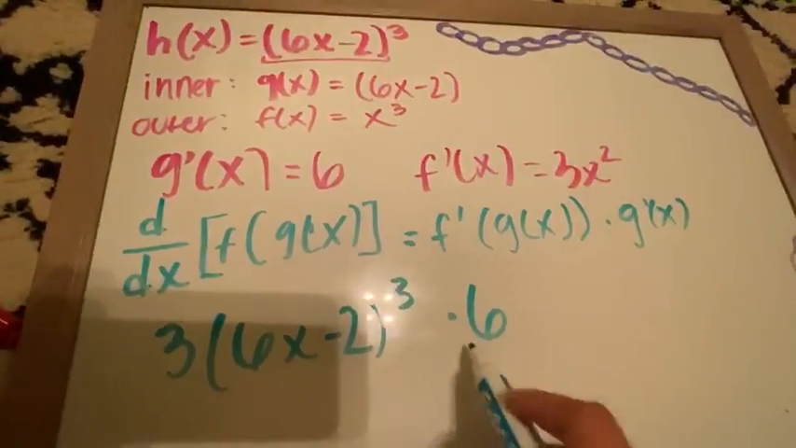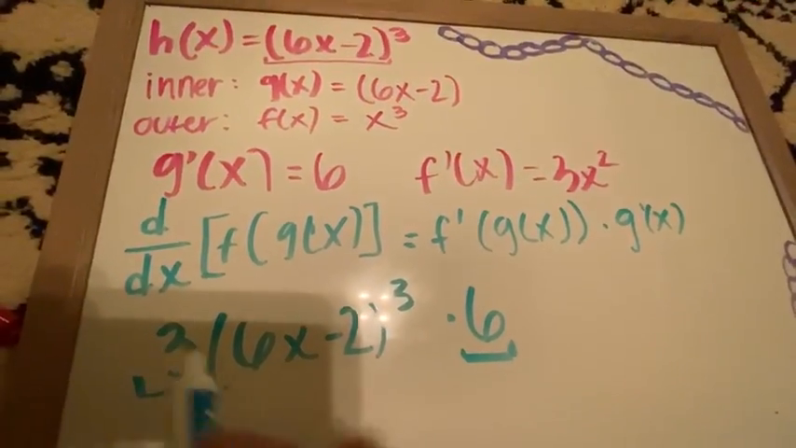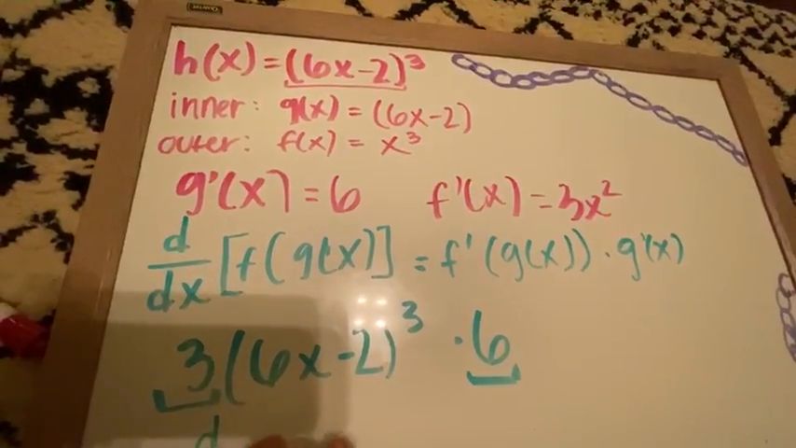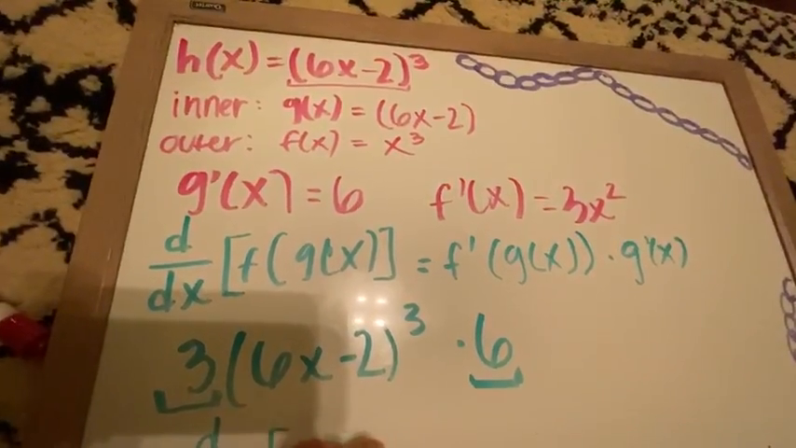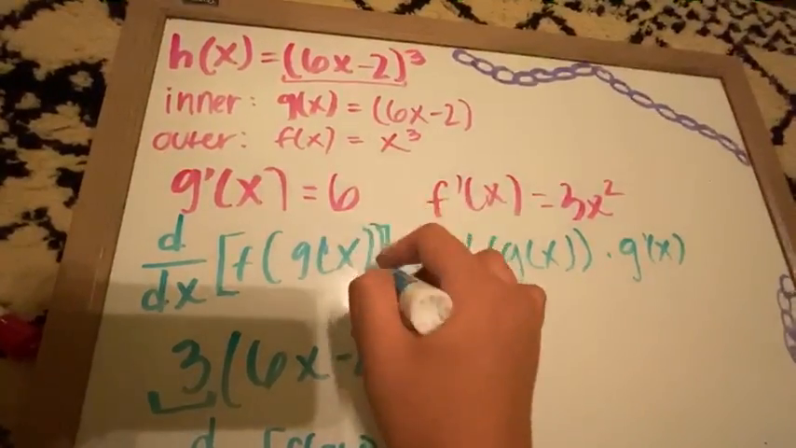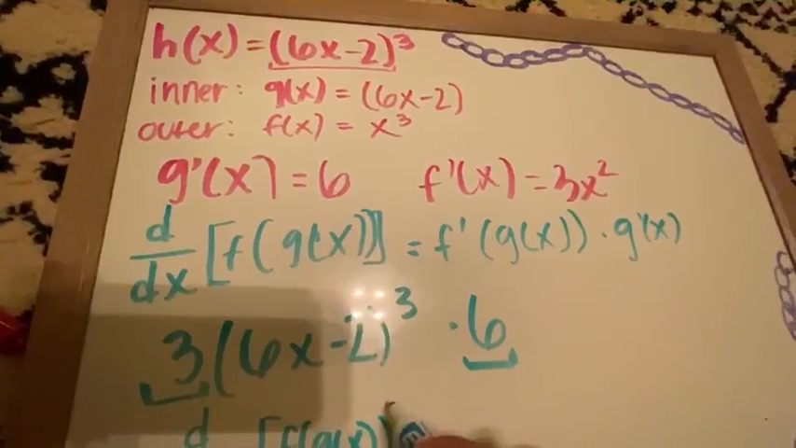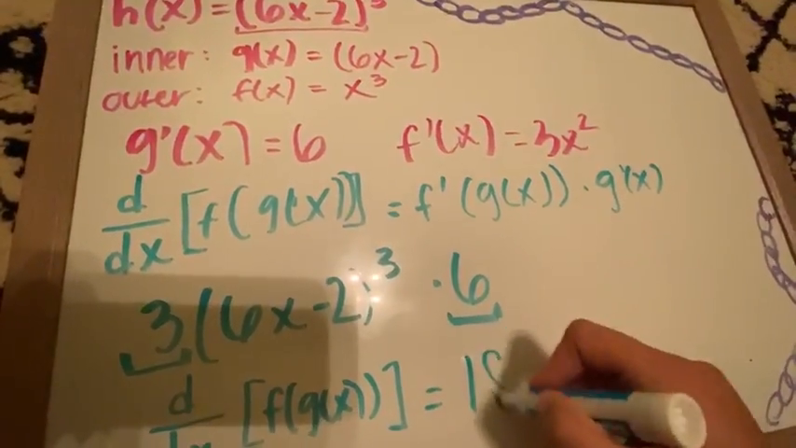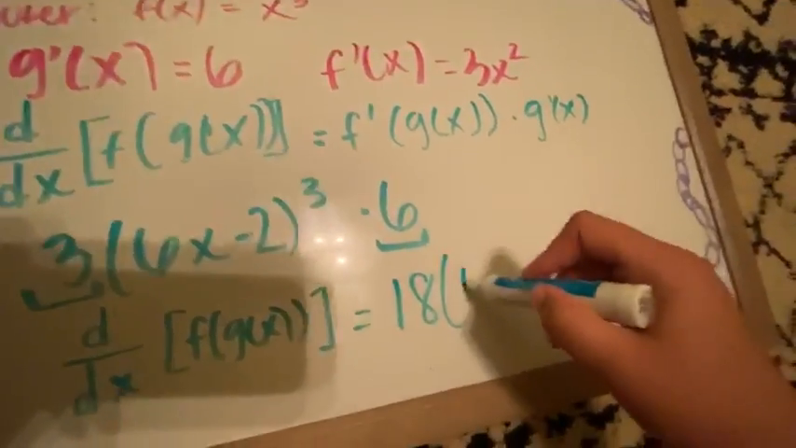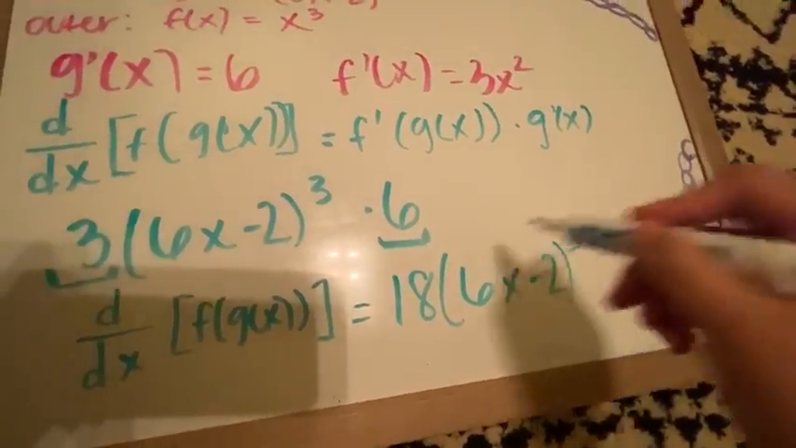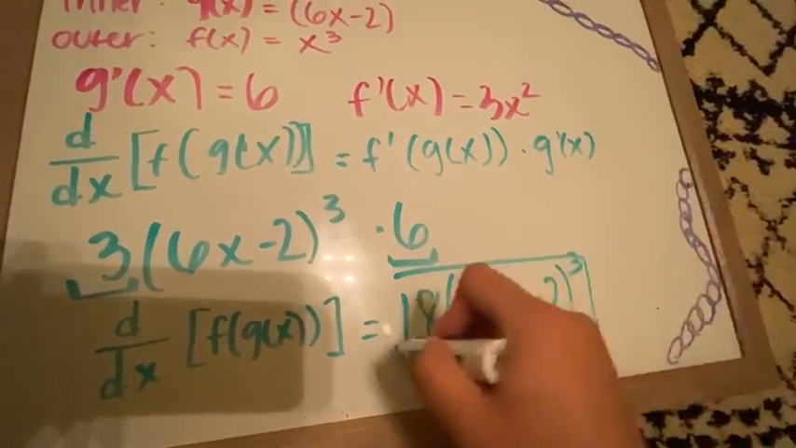Then we will multiply our 6 and our 3, and d over dx of f of g of x will end up equaling 18 times 6x minus 2 squared. That is our answer.